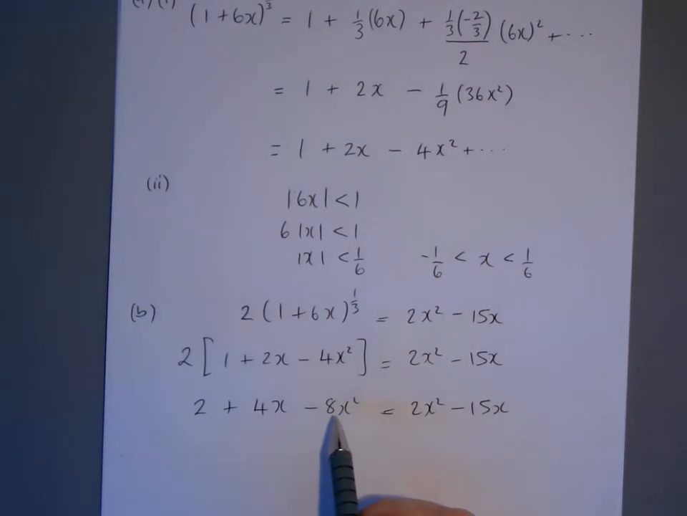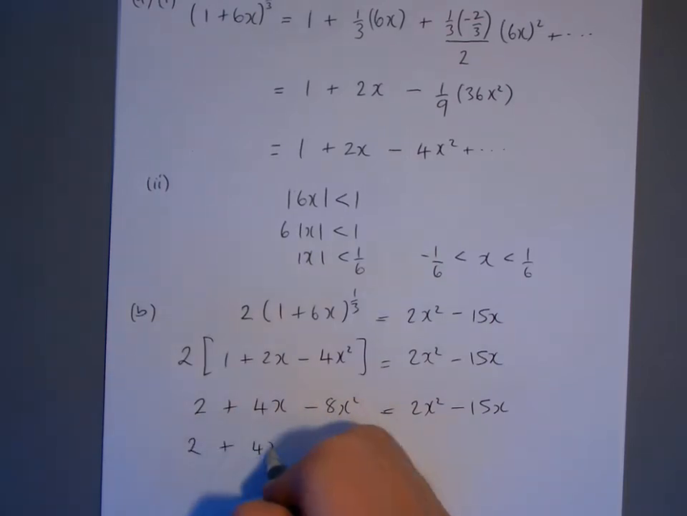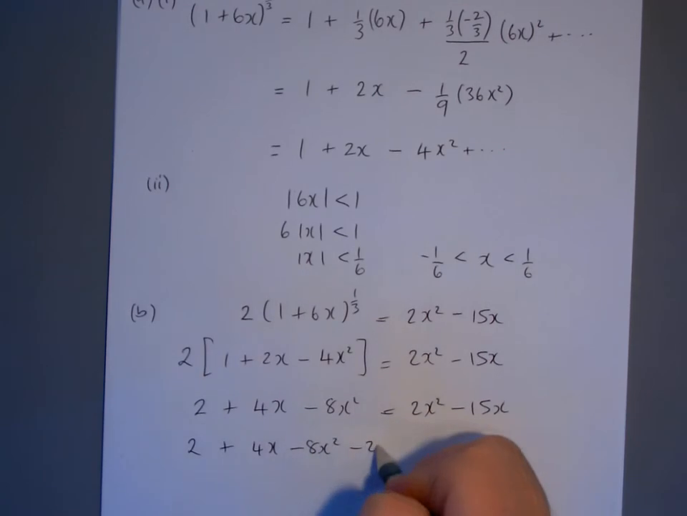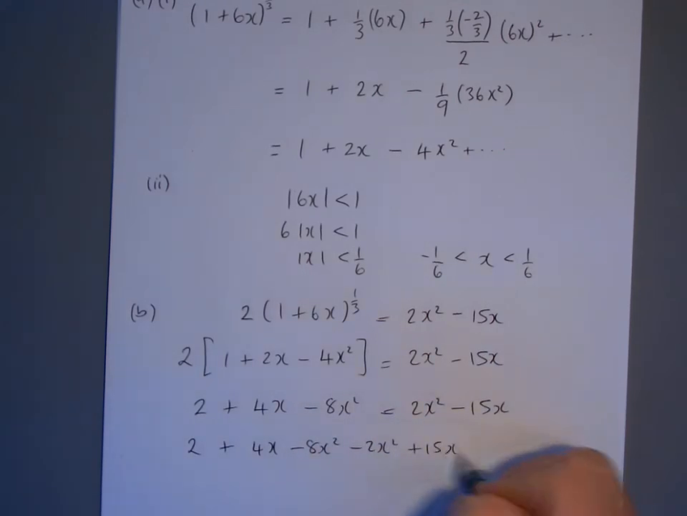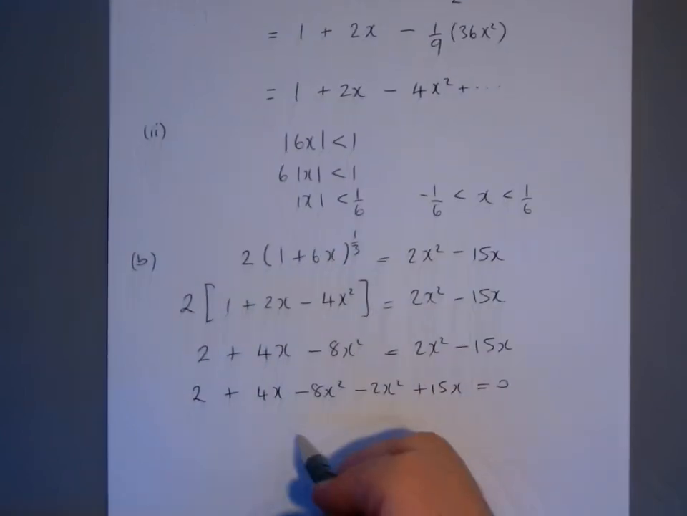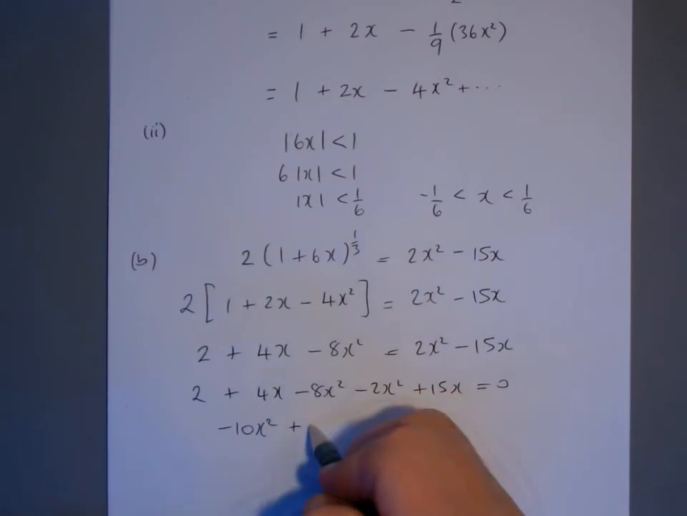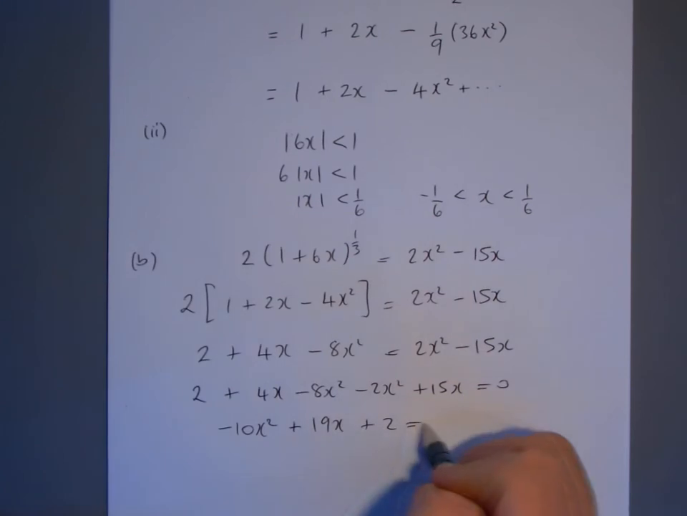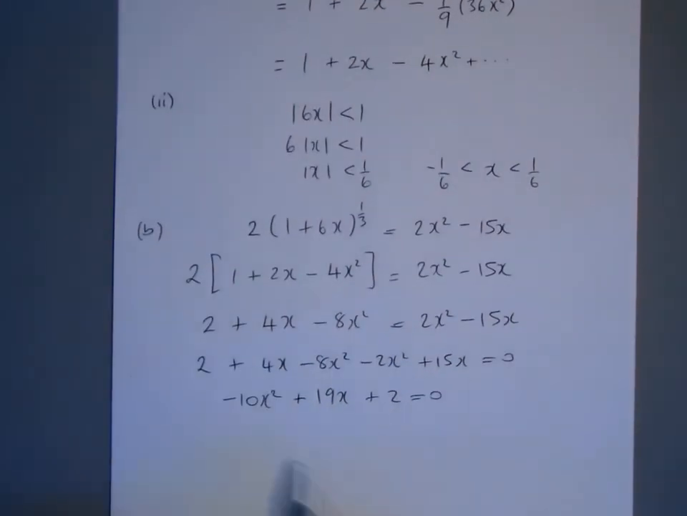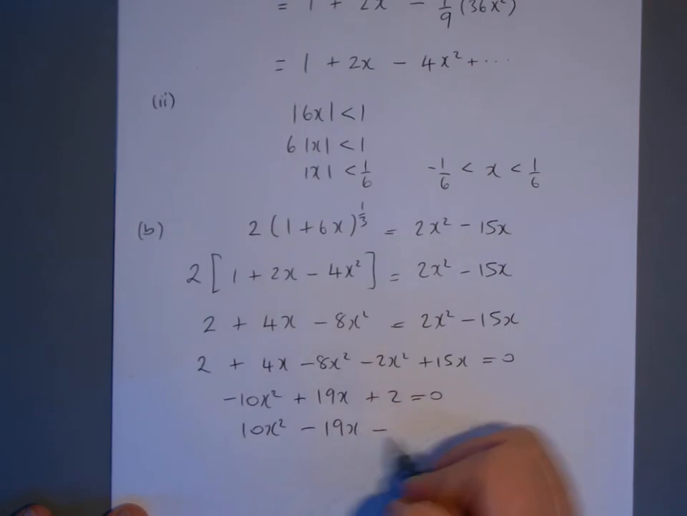So in this case, what we could do is take everything to the left hand side. That's 2 plus 4x minus 8x squared minus 2x squared plus 15x equals 0. So that becomes minus 10x squared plus 19x plus 2 equals 0. So we've got a quadratic, haven't we? Now, of course, we don't like quadratics where there's a minus in front, so let's change the signs here. Divide by minus 1.